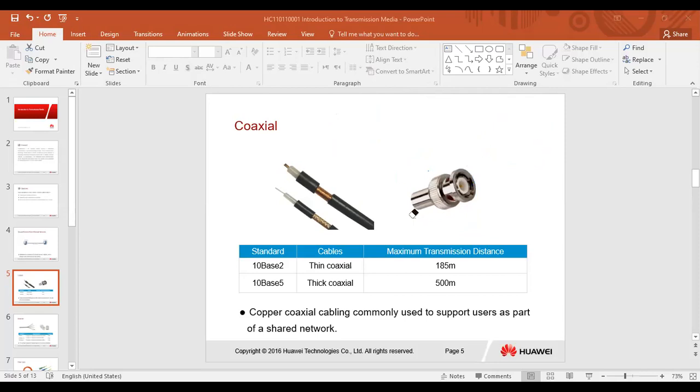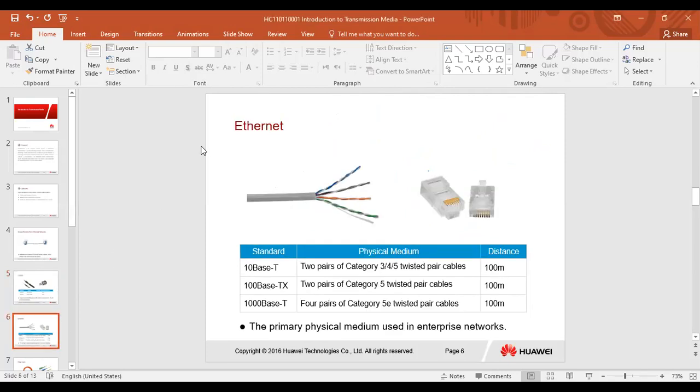Okay. Now we will move forward. Another type of connector is twisted pair cable, which is widely used nowadays in the modern world. This type of cable consists of 8 wires with different colors.